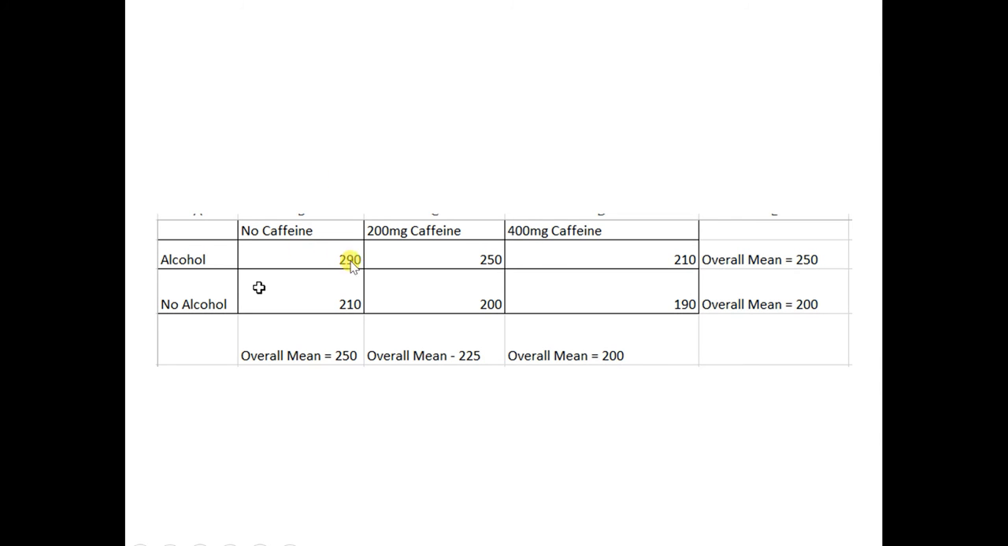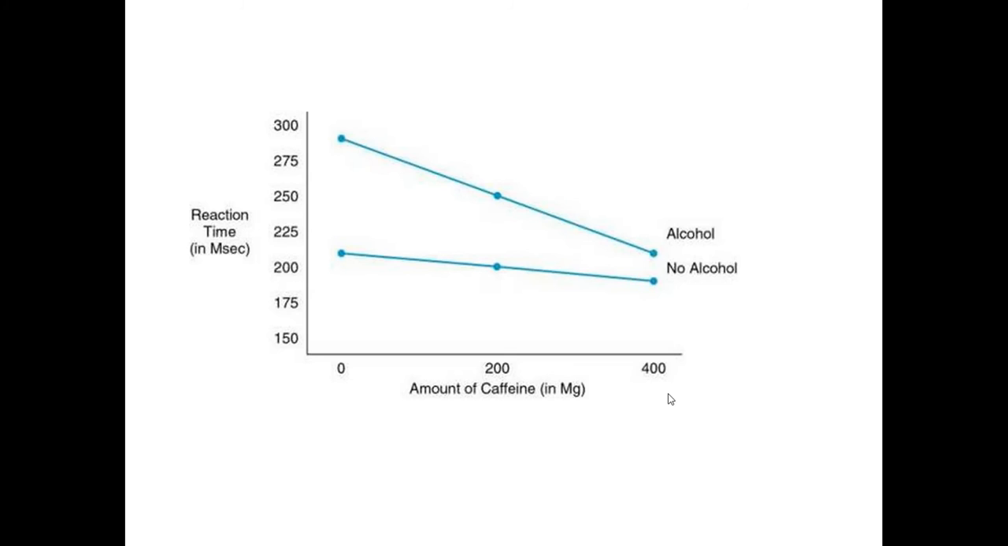I think it's the size of the difference here that we need to pay attention to, how that gap shrinks the more caffeine you get. Let's see what that looks like graphically. Okay, here we have on our x-axis our caffeine conditions: our baseline, no caffeine, 200 milligrams of caffeine, and 400 milligrams of caffeine. And we have reaction time in milliseconds here on our y-axis.